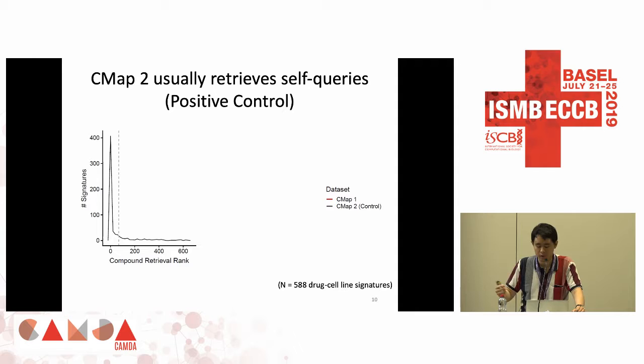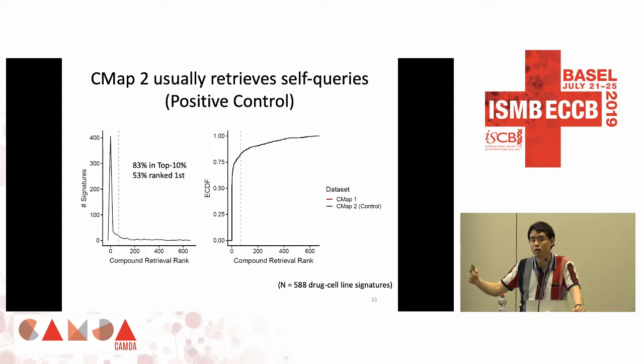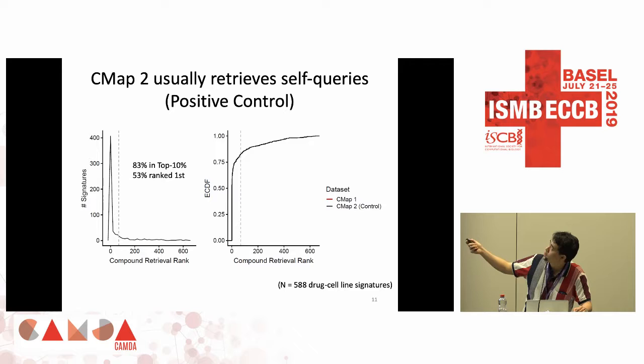Here I'm showing the CDF representation of the same data, and we can see that 83% of the time, the correct compound was retrieved in the top 10%, and half of the time it is ranked first. This positive control shows the best possible performance if we repeat the whole experiment but using CMAP 1 signatures to query CMAP 2. It will only be able to replicate this kind of result if the data is similar. Additionally, I'll also be talking about the 17% that did not make the mark a little later.